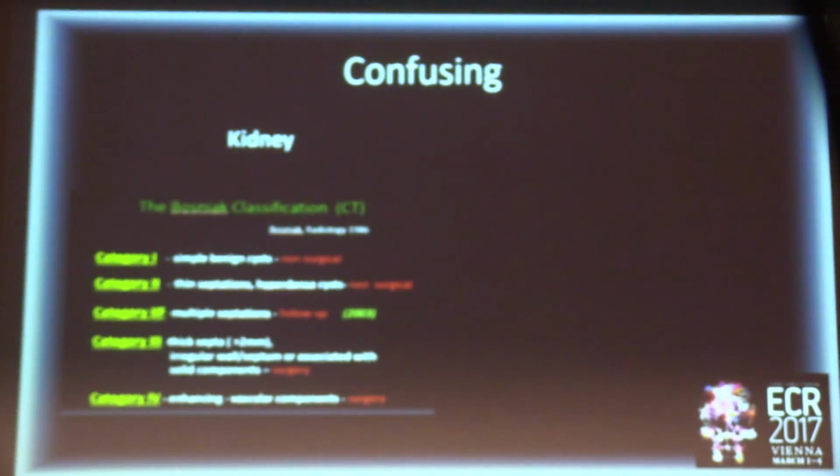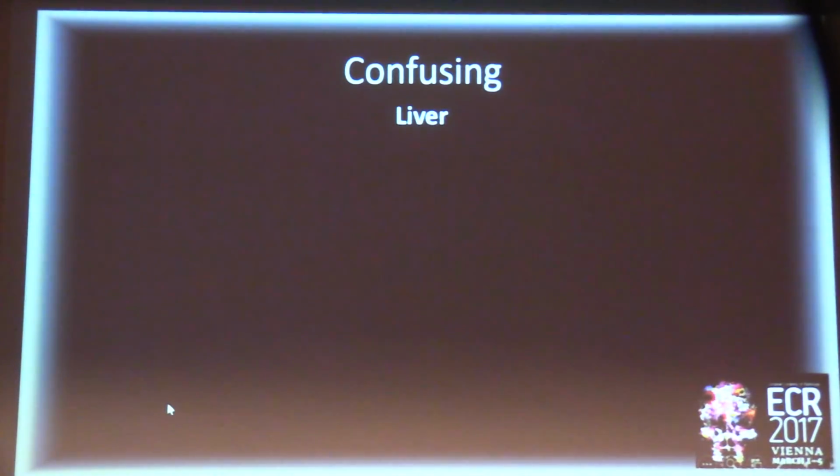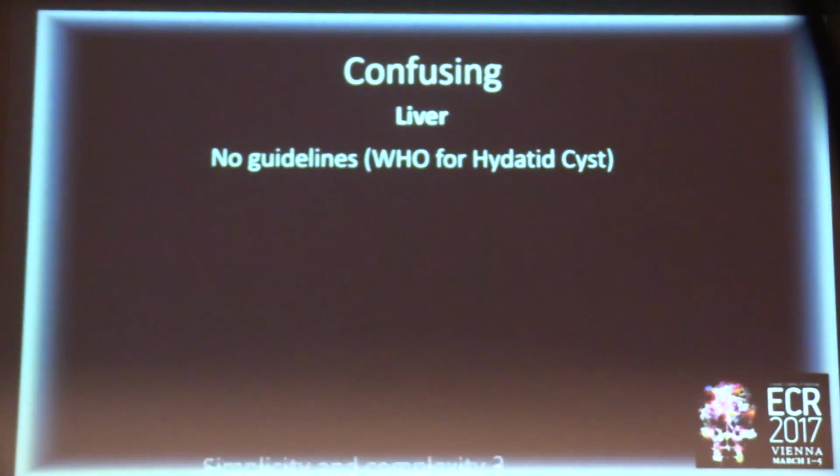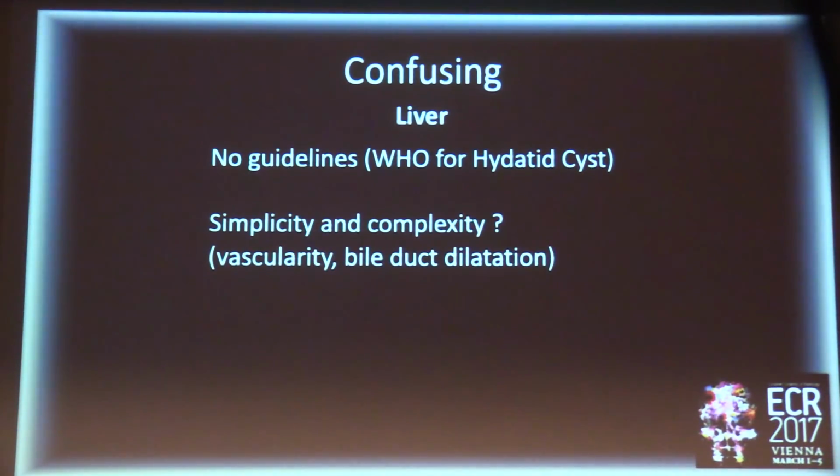The other thing is that it would be nice to have a Bosniak classification for liver cysts, but although we do use the characteristics or rules of Bosniak for many body parts, it doesn't always work. Remember that with the liver, simple does not always mean benign, and complicated does not always mean malignant. There are other things you have to look at.